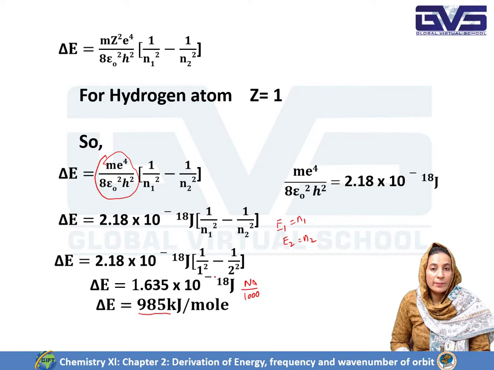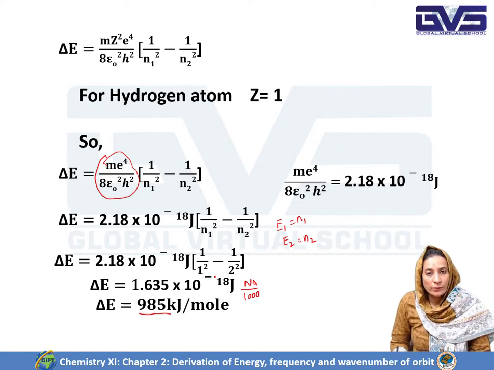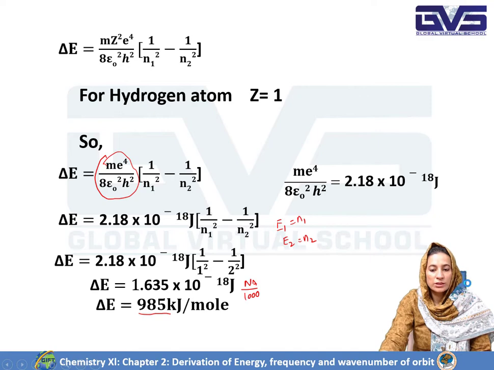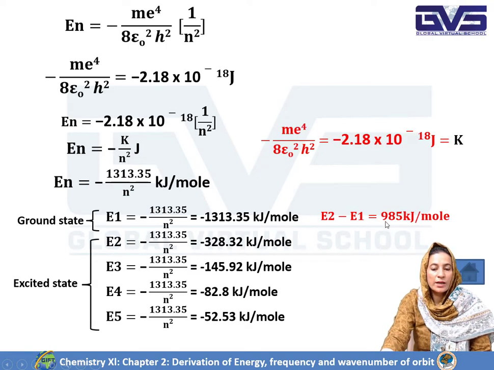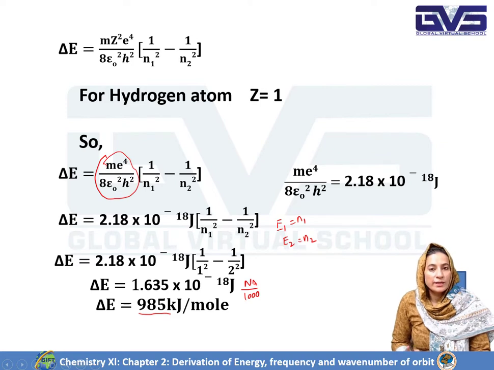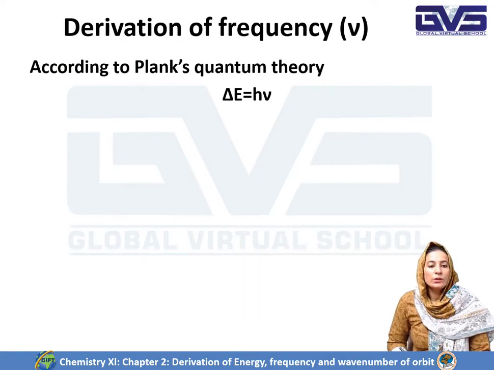Students, if you remember, this is the same numerical value as we calculated in previous slides for the difference of energy, E2 minus E1. You can see here this 985 from E2 minus E1. So you can calculate the difference of energy using those energy formulas, and you can also use this equation directly. Now is the derivation of frequency.